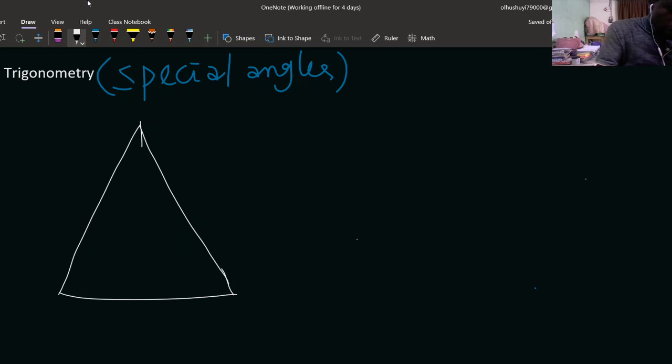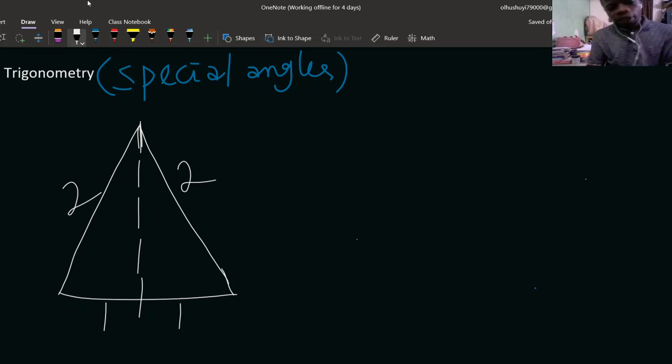So I want to bisect this. An equilateral triangle, such that I make all the sides equal. Then I have 2, this is 2, this is 2. So this will be 1 and 1, because I've bisected this into 2 equal halves. Since it's an equilateral triangle, of course you should know this is 60, because in an equilateral triangle all the angles are equal. This angle has been bisected into 2, so this will be 30.